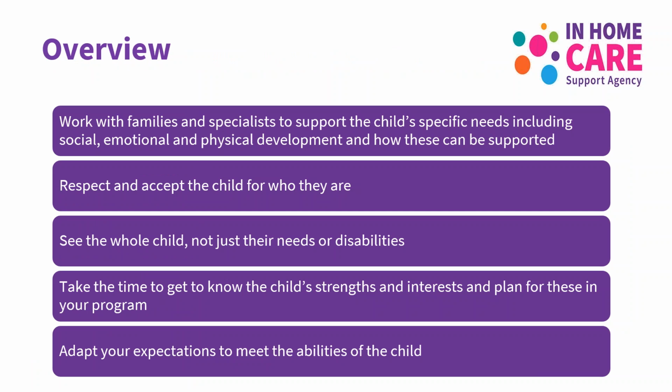So let's recap some of the essential points we've looked at today. We want to work with families and specialists to support the child's specific needs, including social, emotional and physical development and how these can be supported. Respect and accept the child for who they are. See the child, not just their needs or disability. Take the time to get to know the child's strengths and interests and plan for these in your program. Adapt your expectations to meet the abilities of the child.